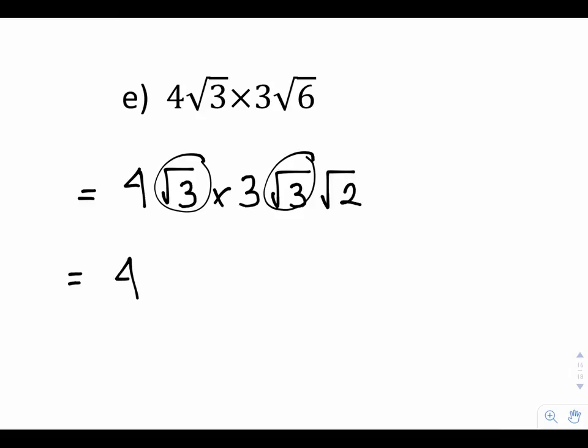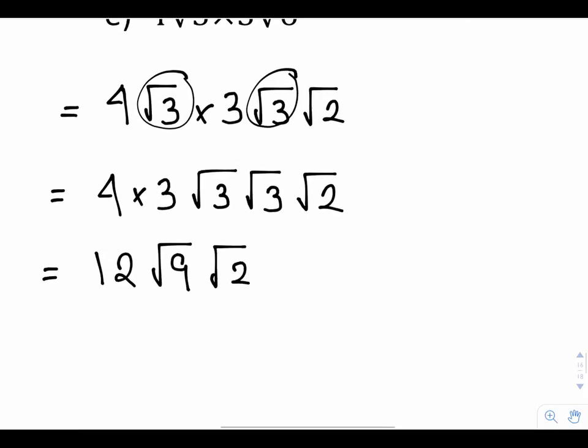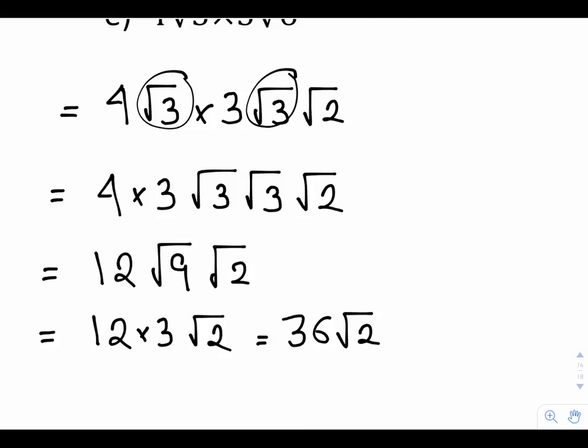So let me put all the whole number parts in front. Then I get a root 3 and a root 2. In between these, the operation is multiplication, but of course we never write the dot. So here I get 4 and 3 gives me 12, root 3 and root 3 gives me root 9, and then root 2. The square root of 9 is 3, so I get 12 times 3, root 2, and so my final answer is 36 square root of 2.